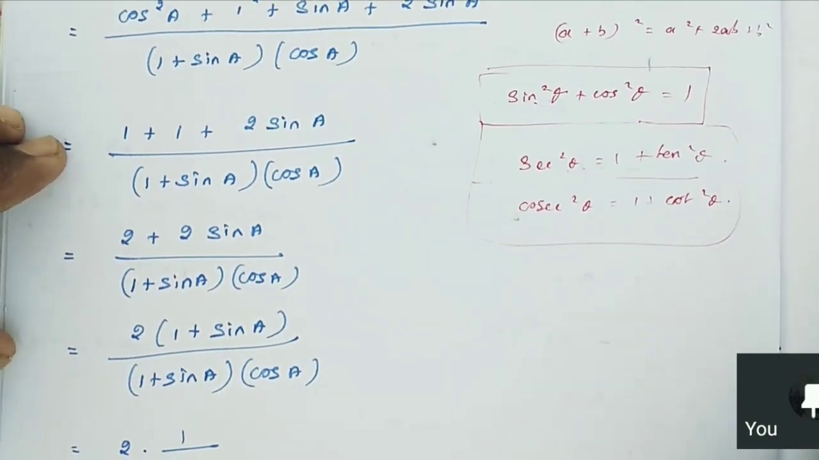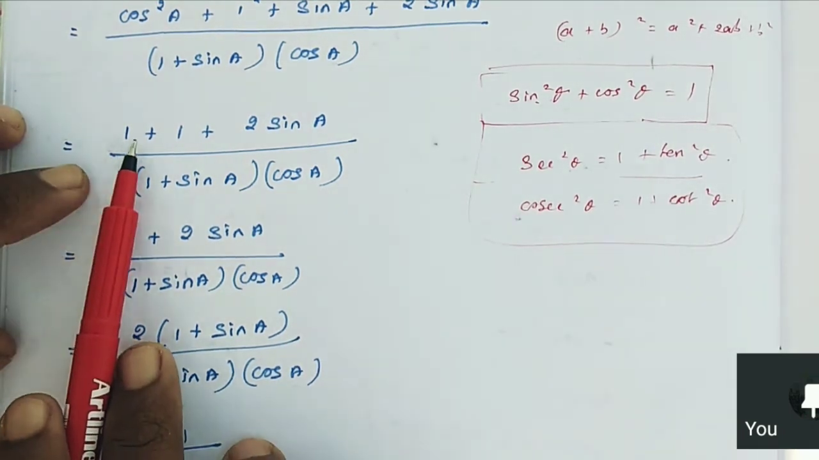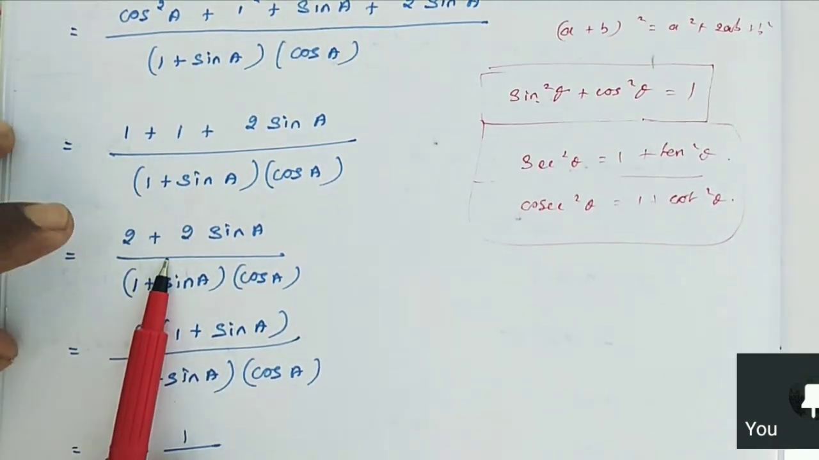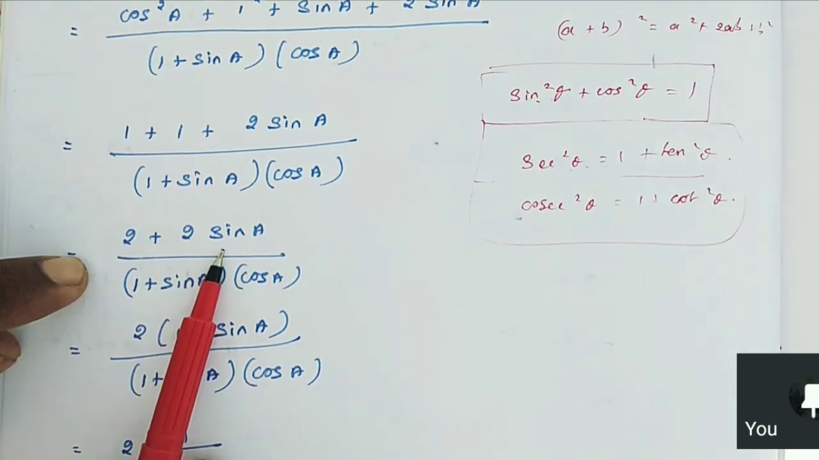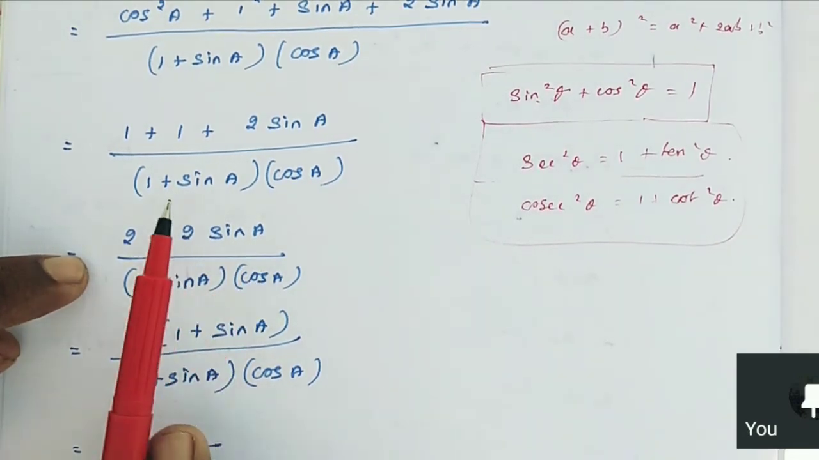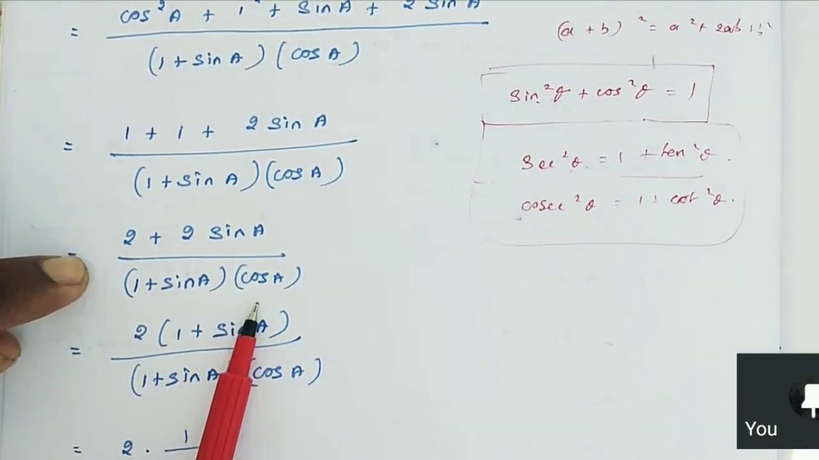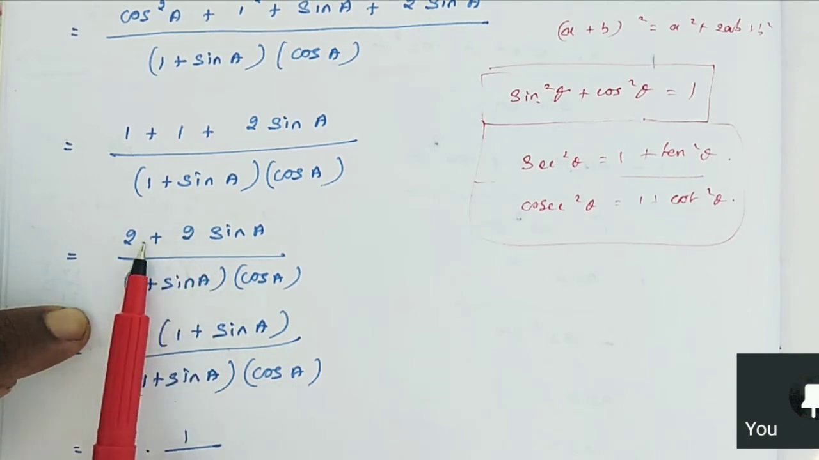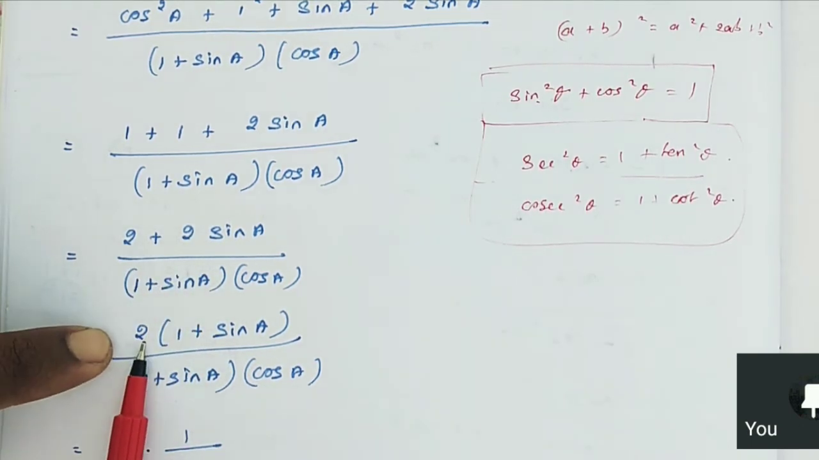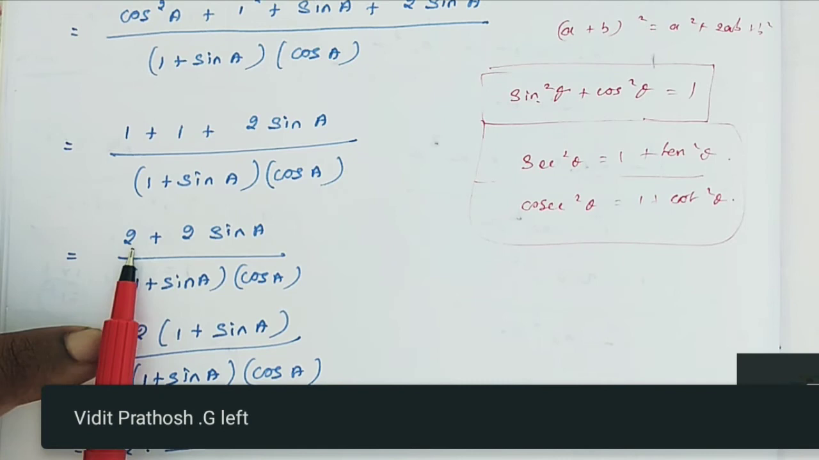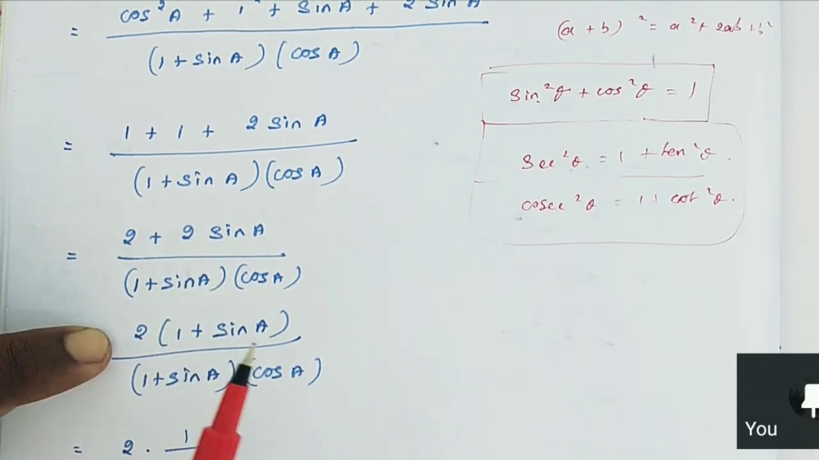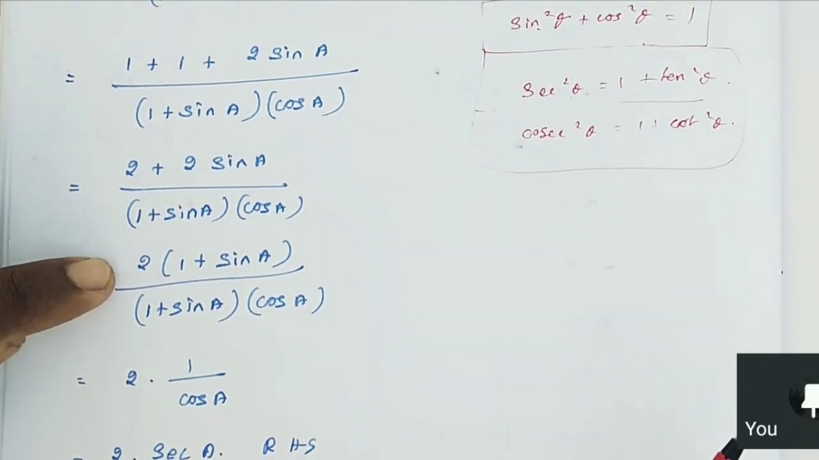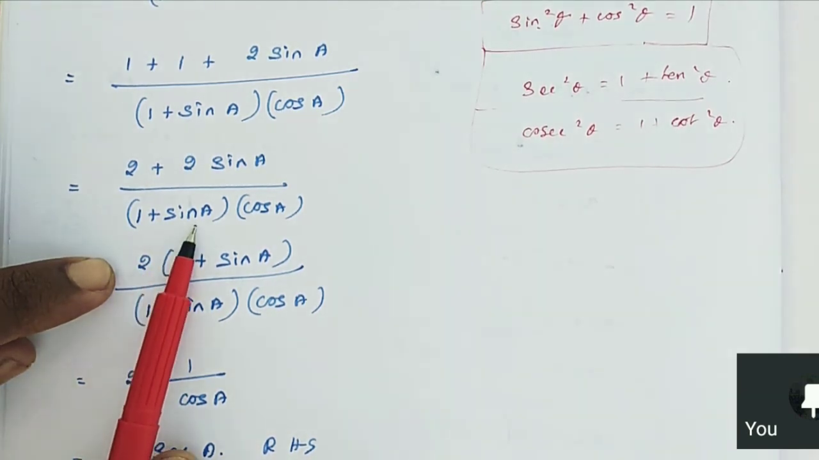Okay. Next, now we can add it. 1 plus 1 is 2. So 2 plus 2 sine A, divided by the same denominator, 1 plus sine A times cos A. Clear? Next, from these two terms, 2 is common or not? You can take out a common 2. So when you take out a 2 common, remaining 1 plus sine A. Are you clear? Then the denominator 1 plus sine A times cos A.